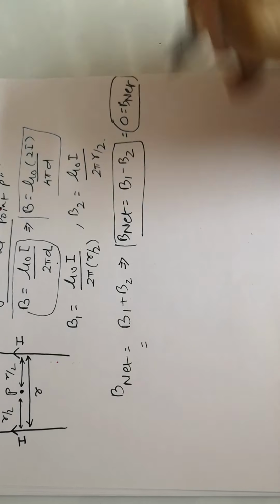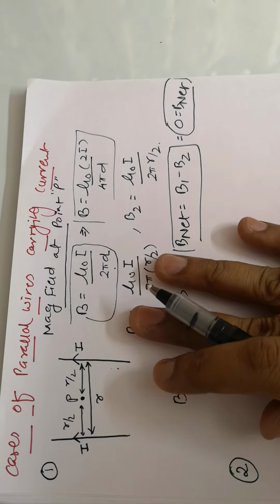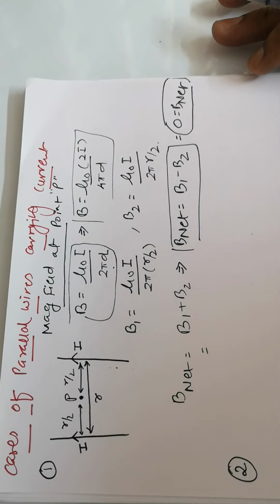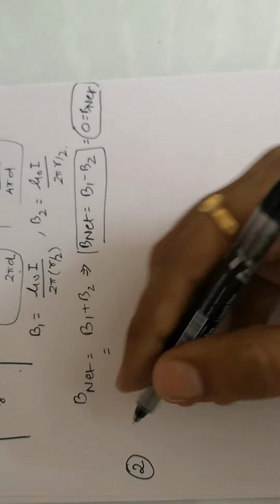So you can just remember that whenever two current carrying conductors are separated by the same distance from a midpoint and the current value is equal, then the net magnetic field at its center will be 0.